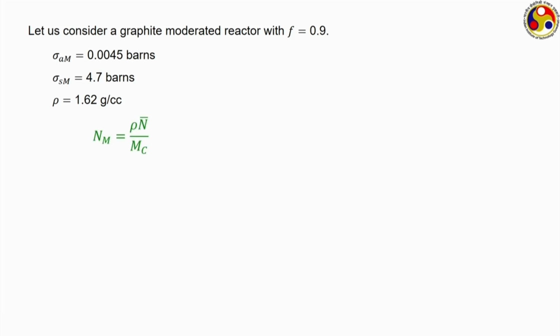Once we know the density, we can use that to calculate the number of moderator nuclei present per unit volume, which is the density into the Avogadro number divided by the molecular weight of graphite, and accordingly it comes to be 8.1298 into 10 to the power 28 nuclei per unit volume. Now, the macroscopic cross section is this number of nuclei per unit volume, or nucleus density, multiplied by the microscopic cross section.